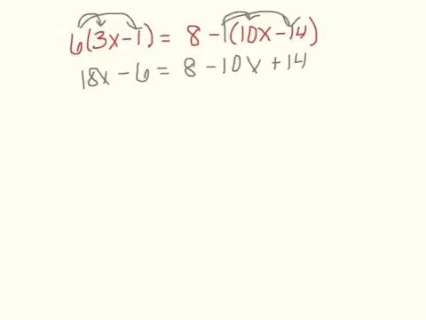The next step, looking on each side of the equal sign, because we're going to look at these separately: do I have like terms? Well, I do. I have 8 and 14. So 14 plus 8 is 22. So I have 22 minus 10x.